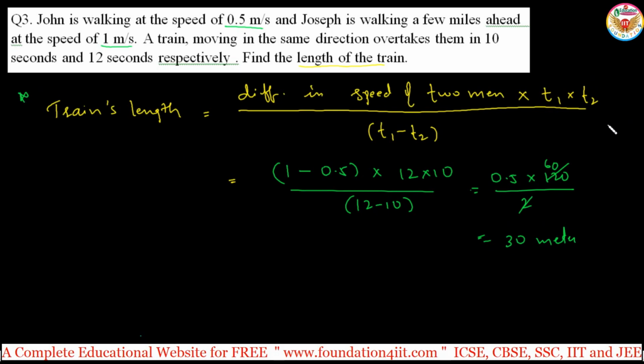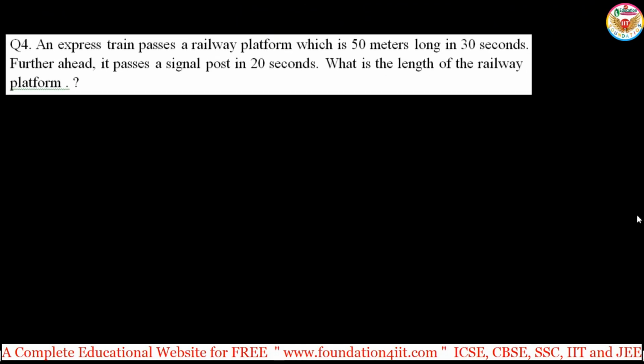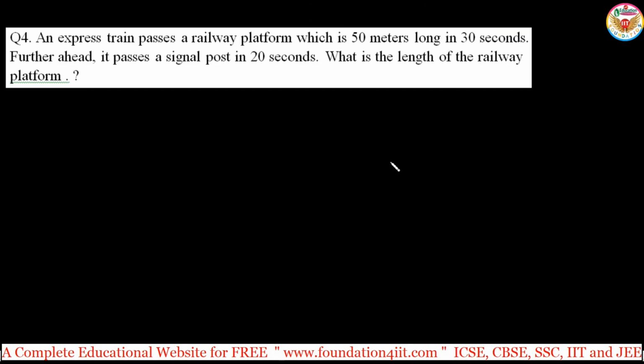Just remember this. To do calculations faster, you need small techniques, tricks, you need to remember and calculate. See one more problem. An express train passes a railway platform which is 50 meters long in 30 seconds, and it passes the signal post in 20 seconds. What is the length of the train?